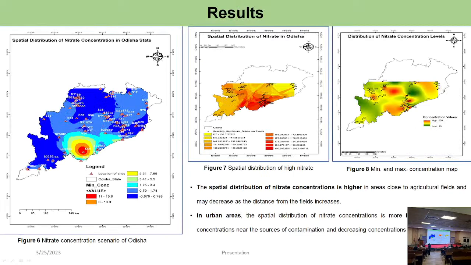So here you can see from the Central Pollution Control Board data, the southwestern region is more impacted by nitrate concentration. I have represented how the variation is; the red mark shows high concentration, above 500, and low concentration is 0 to 500. The spatial distribution of nitrate concentration is higher in areas close to agricultural fields where fertilizers are more. In urban areas, the spatial distribution of nitrate is similar.